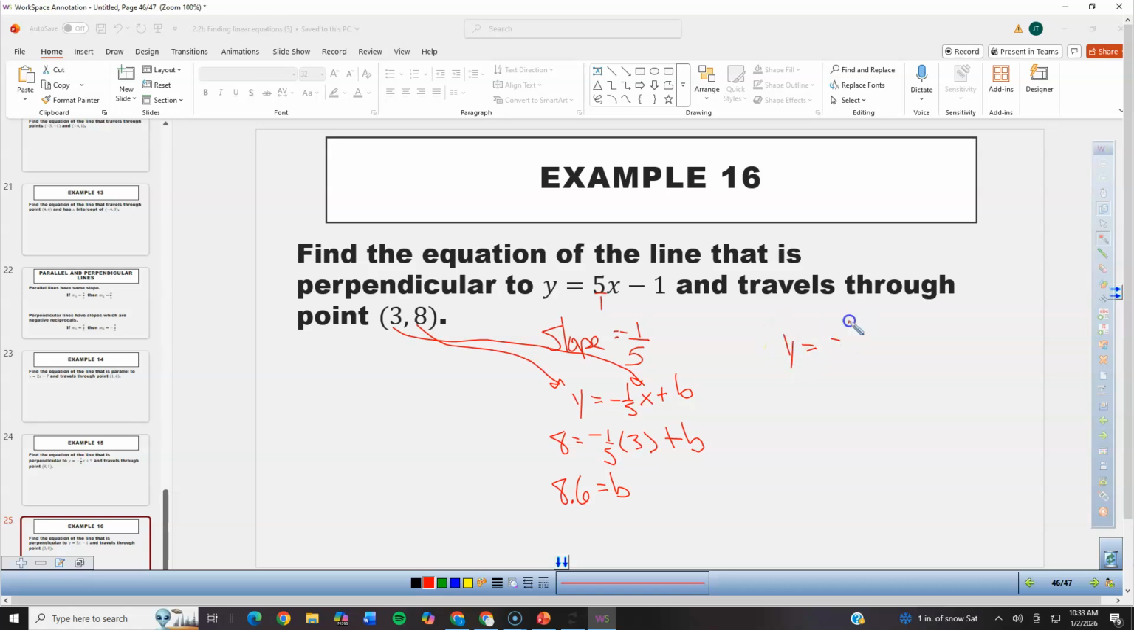So y equals negative 1 over 5, or negative 0.2x if you're using Desmos, plus 8.6. And there you go. Ask questions where needed, and have a great day.